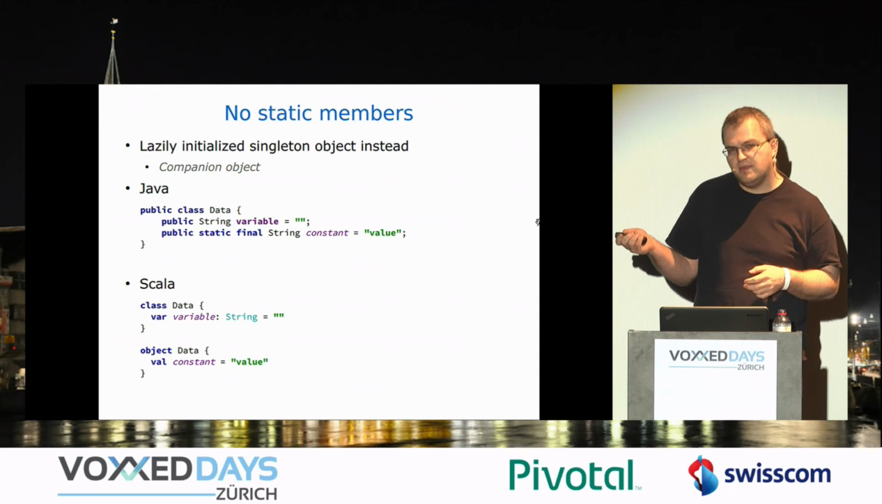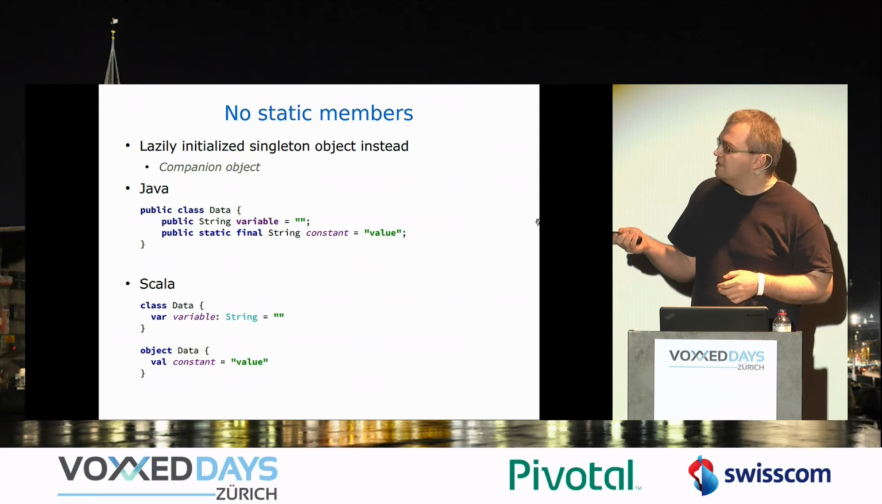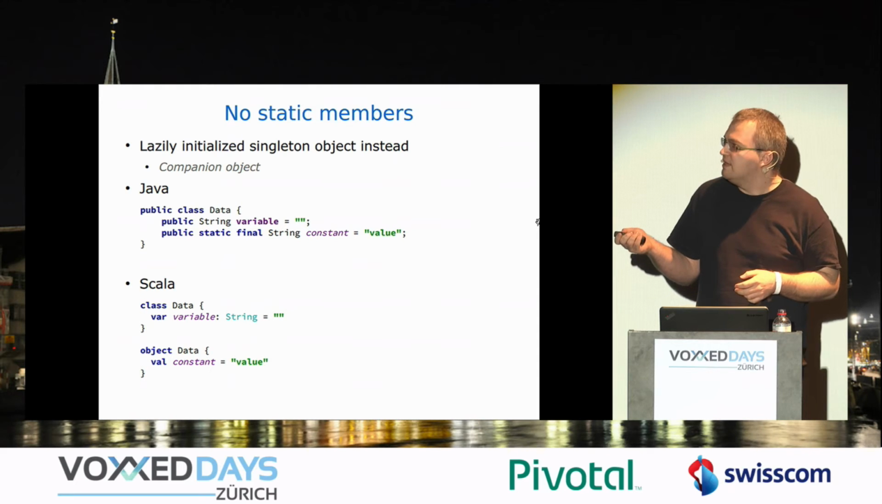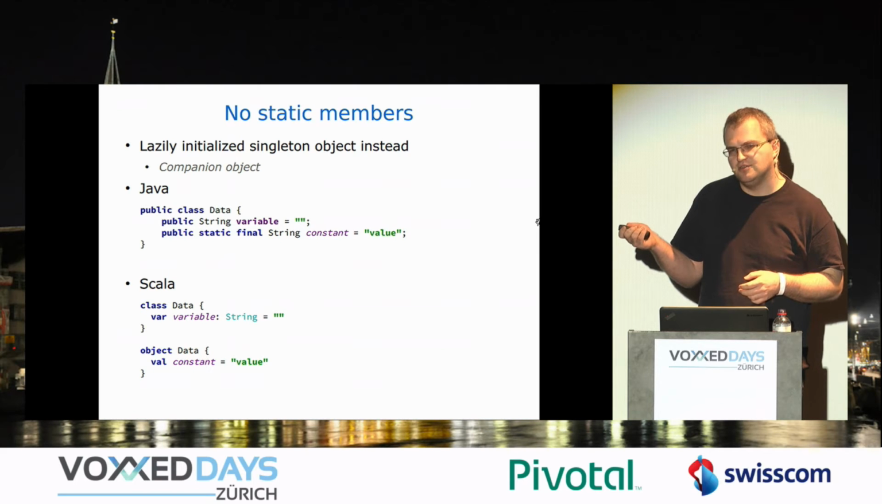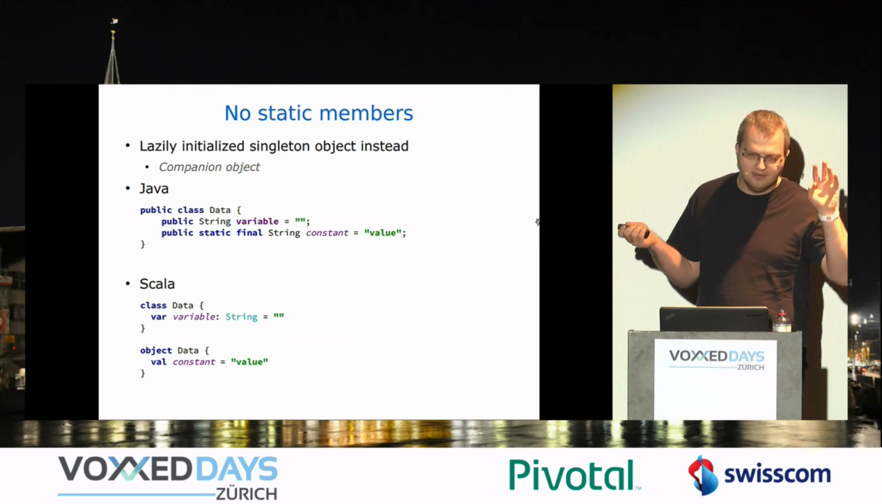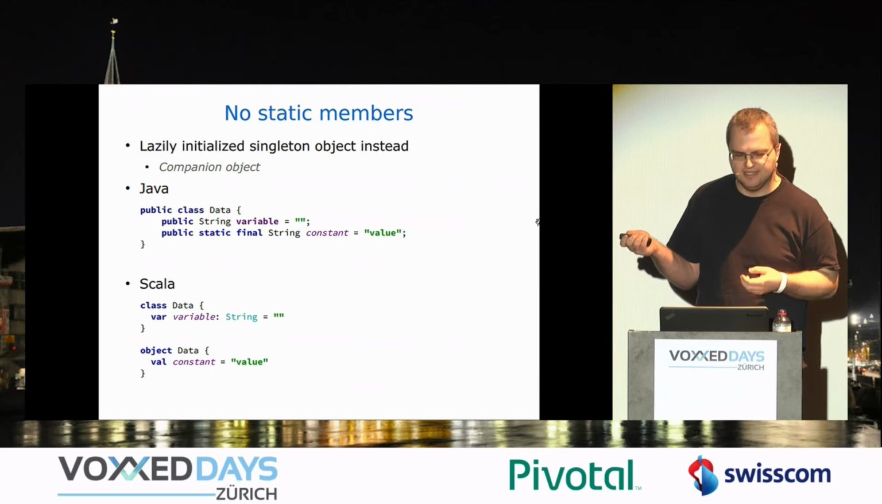Also, there are no static members of classes. So class can only have instance members, but there is a perfectly equivalent thing instead of static members. Scala has something called objects, and this is basically a language implementation of a lazy singleton pattern. So if you create an object, there is always the one instance of the object. You can reference the object, and everything you put in the object is static, right? Because there is only one instance.